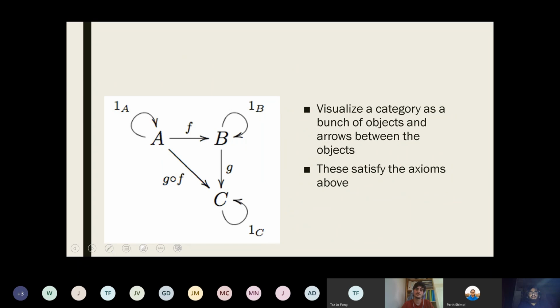This is a simpler category. One way you can visualize categories is as a bunch of objects and a bunch of arrows. The arrows here represent maps, as in G is a map from B to C. So G is in hom(B, C). And this is the composite map. And this is how we denote the identity maps going from an object to itself.